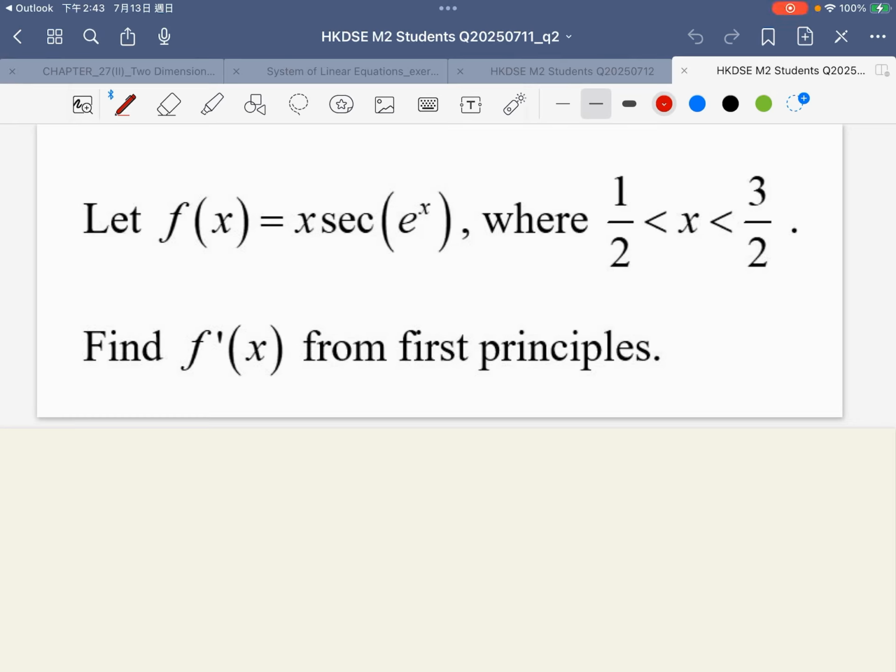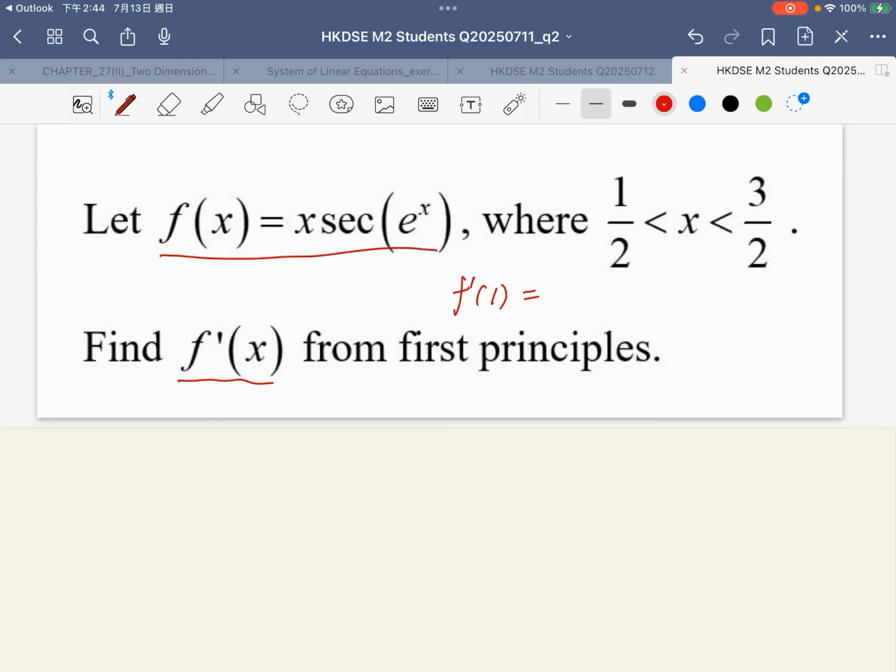This question is from one student in YouTube channel. Originally the problem is to calculate the derivative of f(x) = x secant e^x from first principle, but here he or she asked me to do that from first principle. It is an impossible mission. I hope I can finish this within a few minutes. Okay, let's start now.